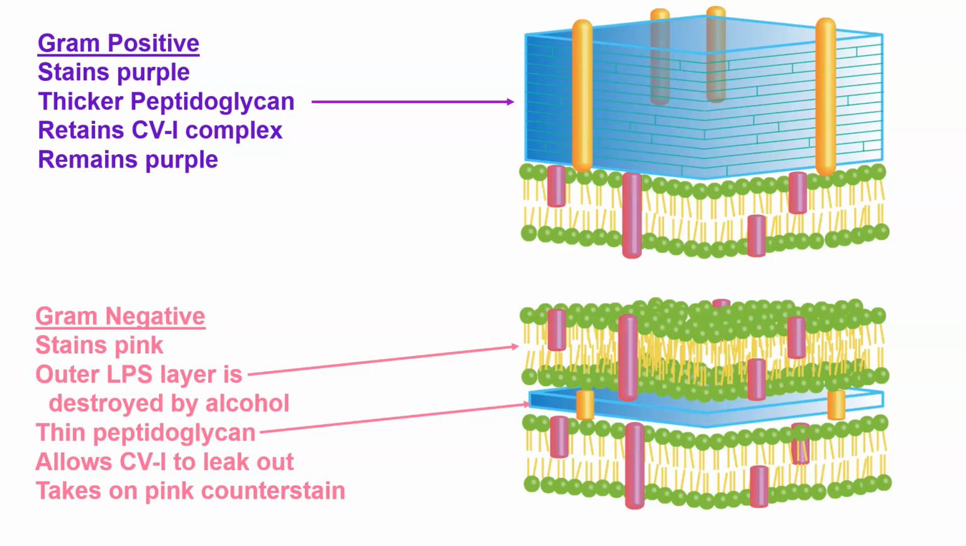You decolorize with alcohol. When you do that, it's going to destroy the outer LPS layer on the bottom one, which is going to allow the stain to leak out. On the top one, it still remains stained. And you add the counter stain, which is pink. Pink on purple leaves purple. Pink on clear leaves pink. Gram positive is purple. Gram negative is pink.